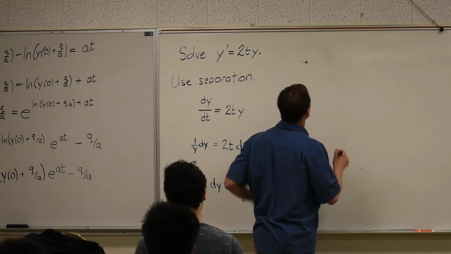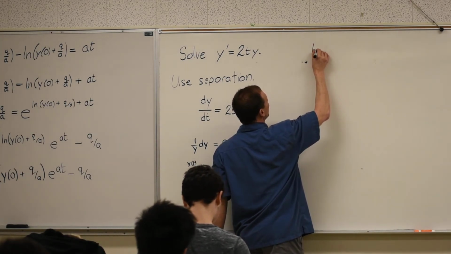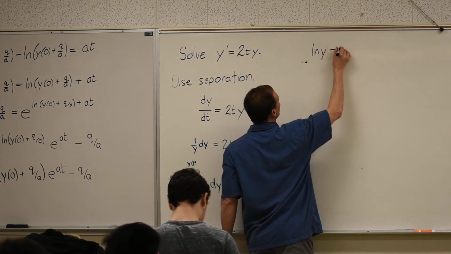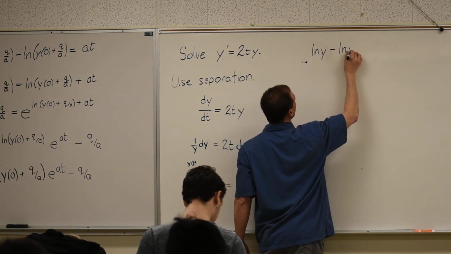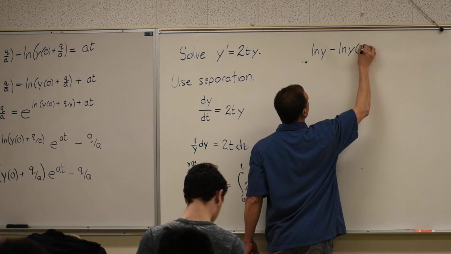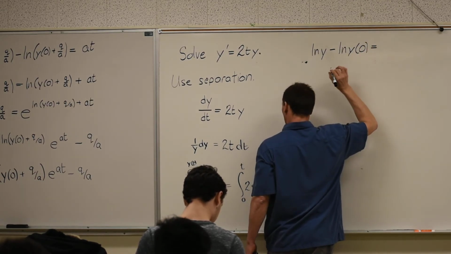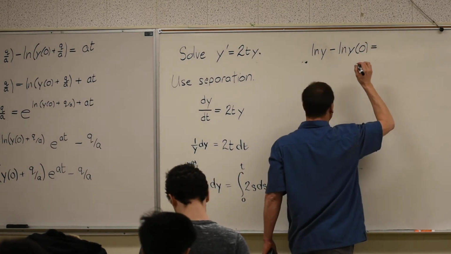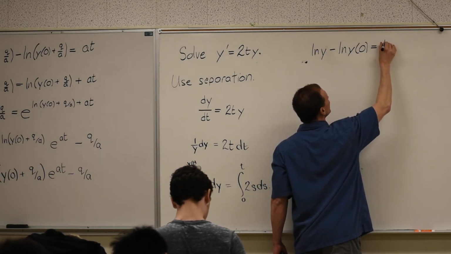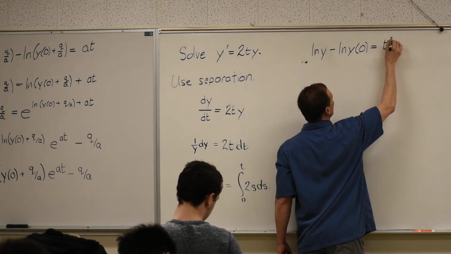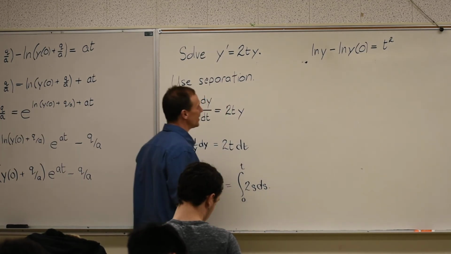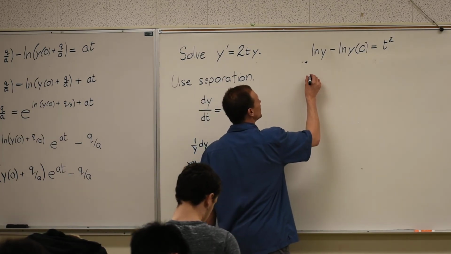Anticipating a big one, but it's not. It's the natural log of y minus the natural log of y of 0. It's equal to, is that just a t squared? t squared. Okay, let's do that. t squared. Let's move our natural log over to the other side.